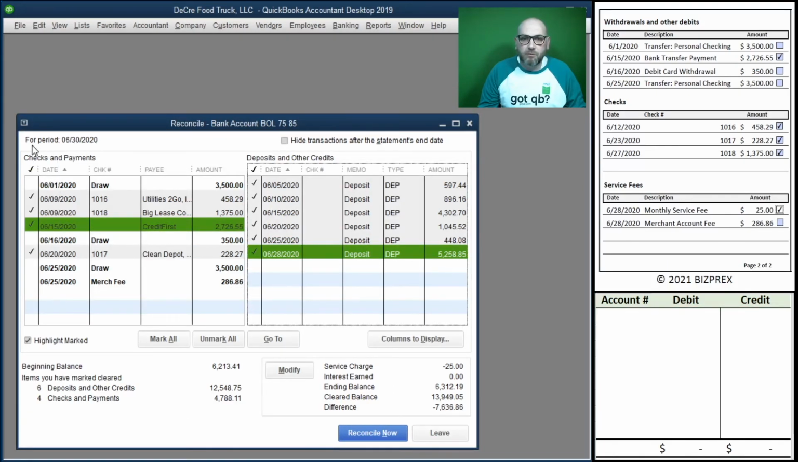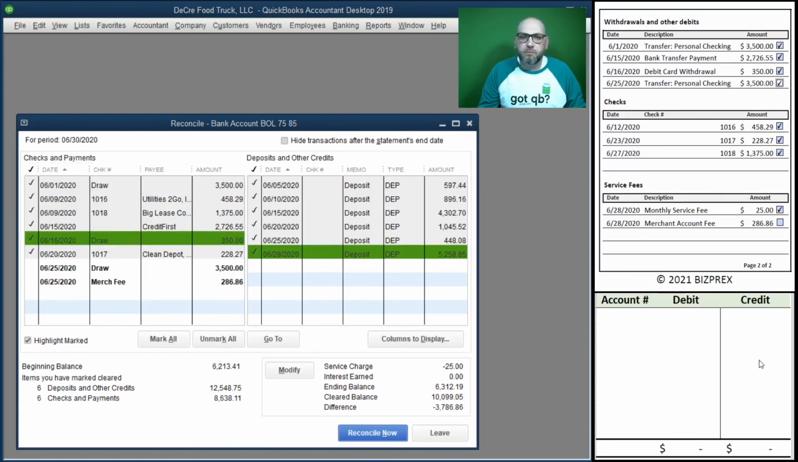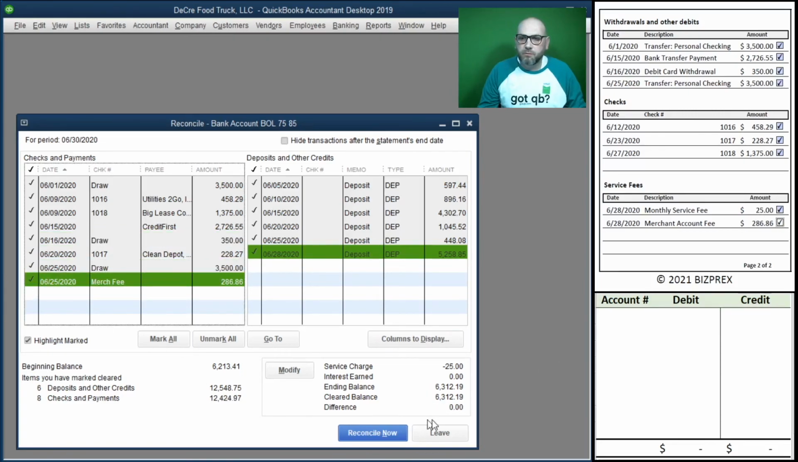All right, and here they are. We're still in the reconciliation. So let's go ahead and reconcile the rest of the bank statement for June. Voila, and we're at 0. That's what we want. We want to get to 0. When reconciliation is successful, we have 0 difference. Reconcile now.